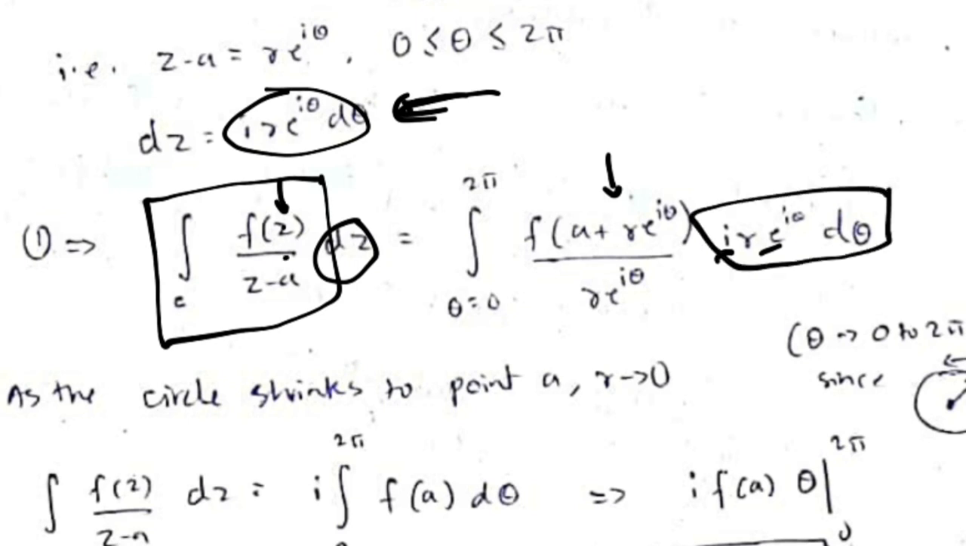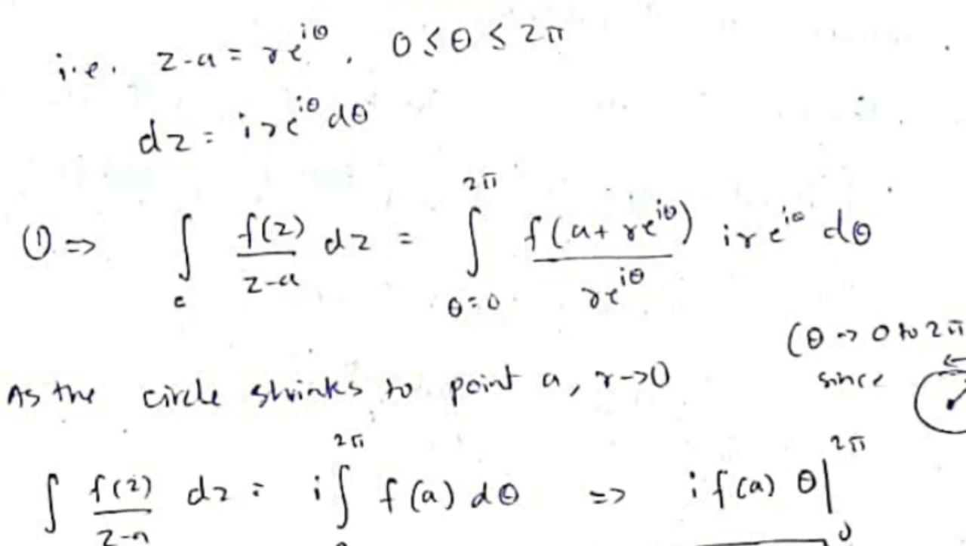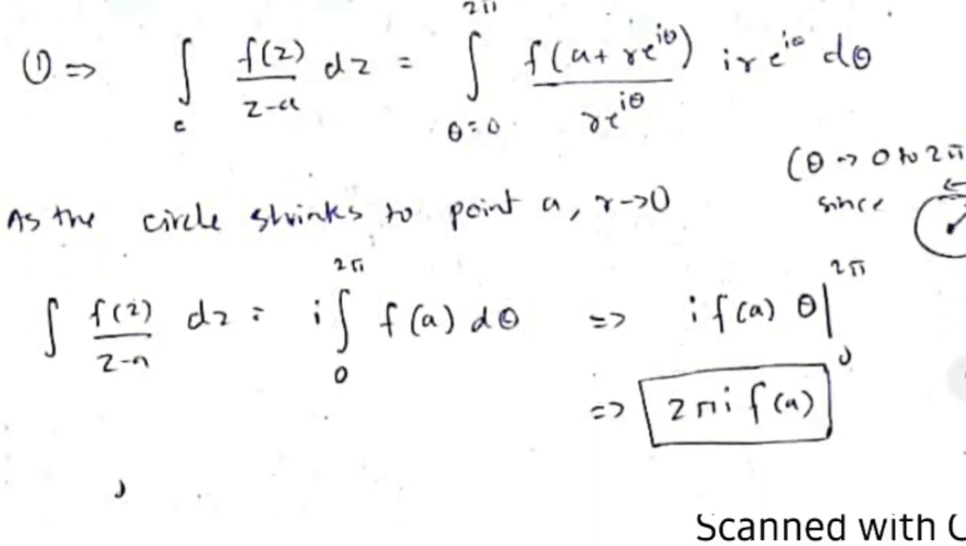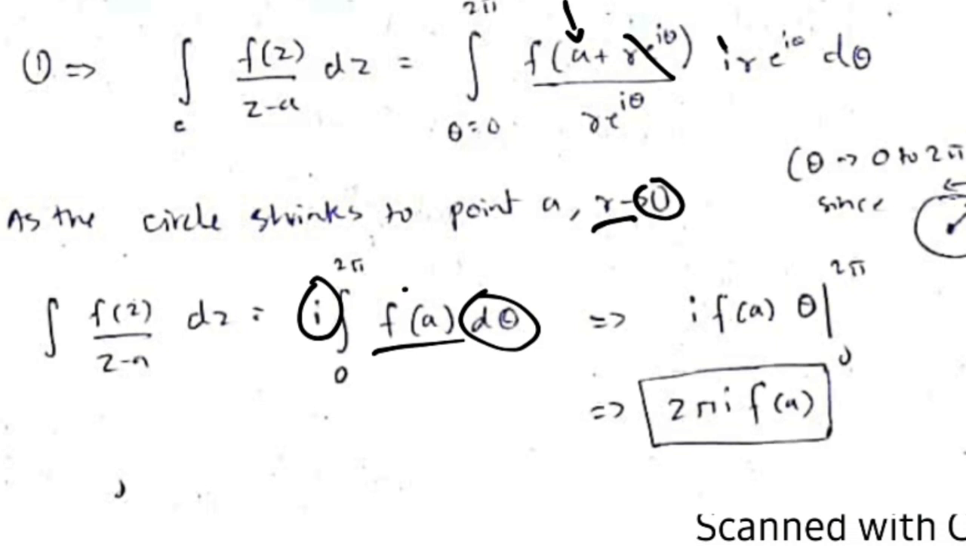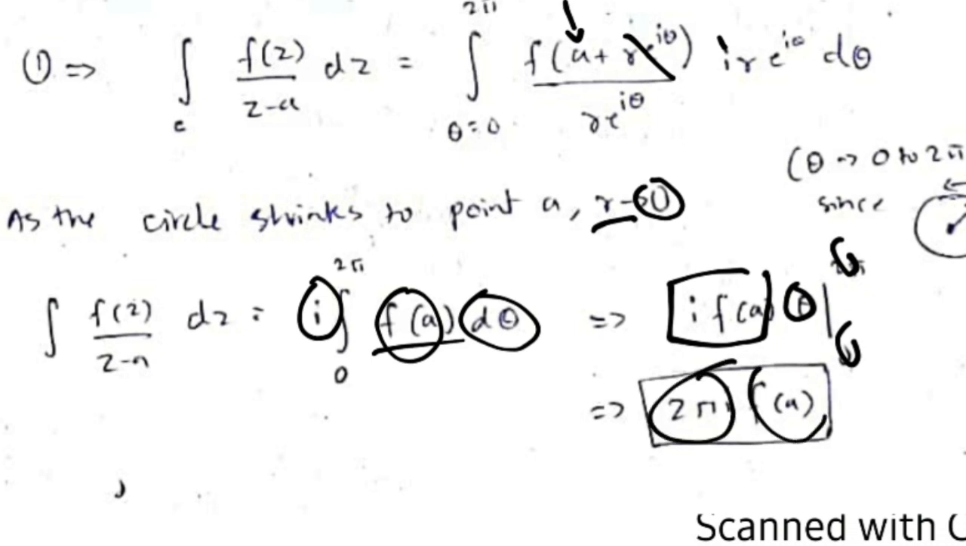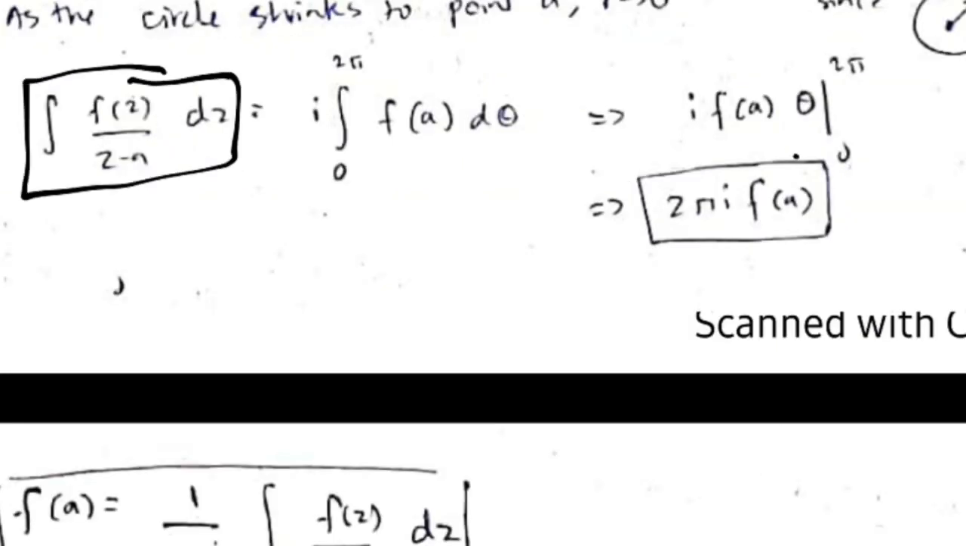And in the denominator we have z minus A, which is r e power i theta. These both terms will get cancelled and we will be left with i into f of A, since when r tends to 0, at that time r e power i theta will become 0, and we will be left with f of A and i from here, okay. So we will have i into f of A d theta. Since f of A is constant, we will take i f of A as common and integrate d theta, which we will get as theta, and the limits are from 0 to 2 pi. So when we apply the limits, we will get 2 pi i into f of A. This equation is equal to what we got.